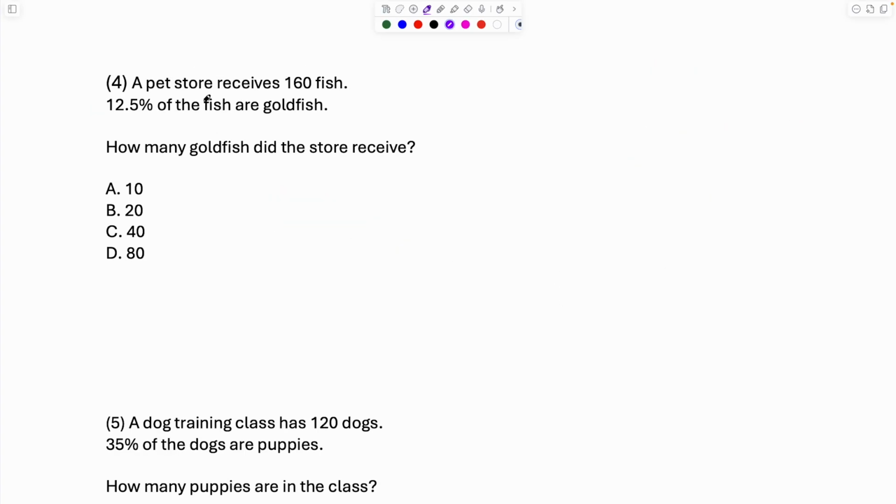Question 4, a pet store receives 160 fish. 12.5% of the fish are goldfish. How many goldfish did the store receive? So here we're going to take 12.5% of 160 because we were told the pet store receives 160 fish total and 12.5% of them are goldfish.